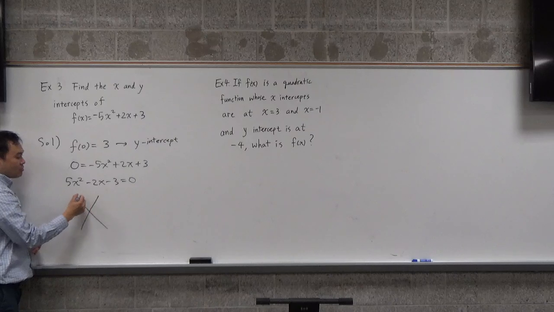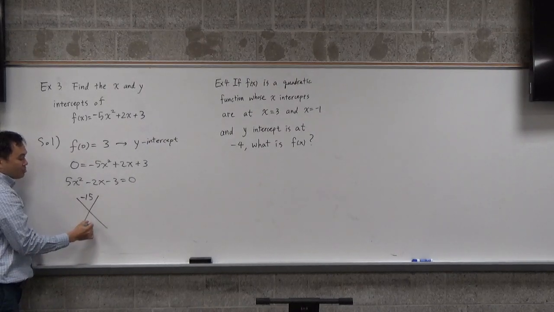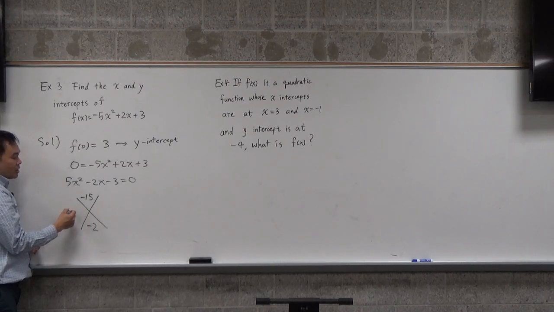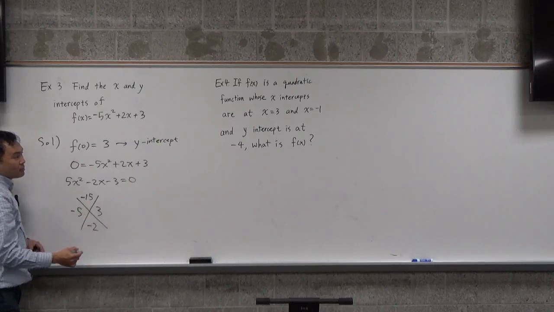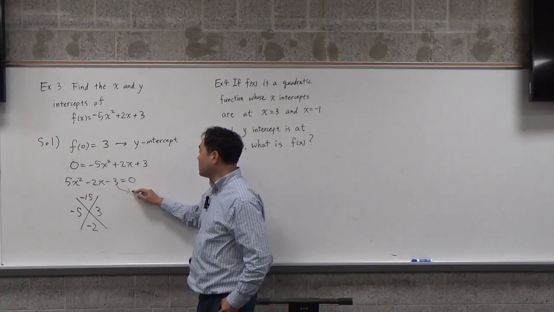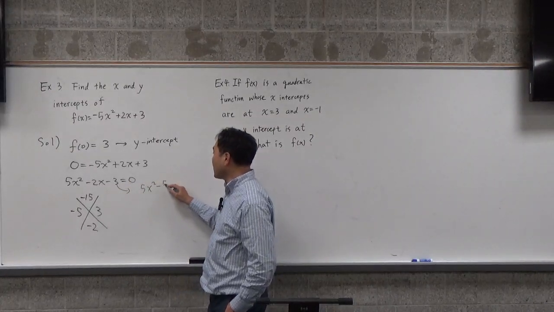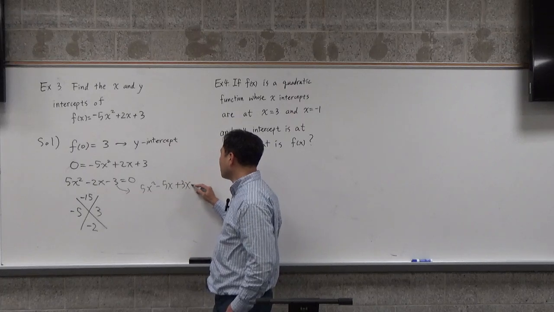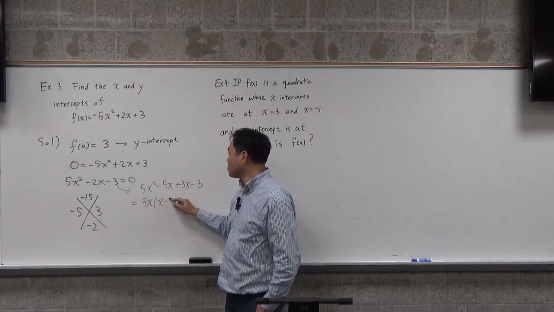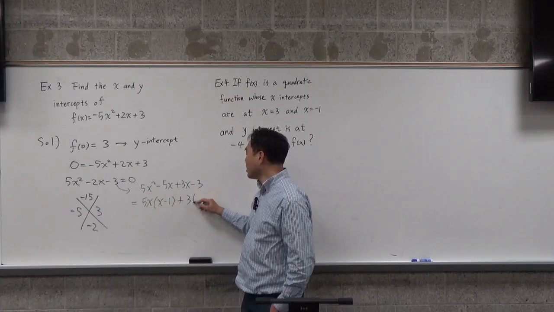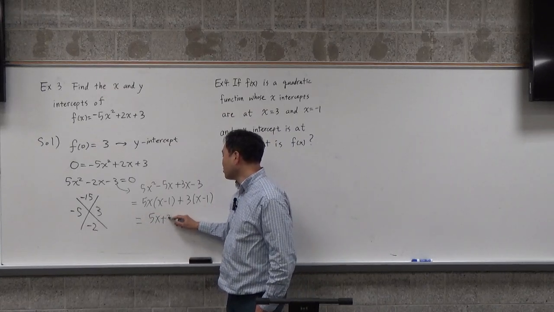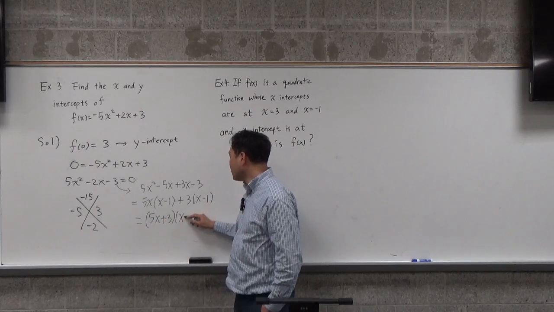5 times negative 3, which is negative 15. Negative 2 on the bottom. What are the two numbers? Negative 5 and positive 3, right? No, the other way. Yeah, that's right. Okay. So that's going to be 5x squared minus 5x plus 3x minus 3, which if you factor the 5x out, you get x minus 1. And if you factor 3 out, it's x minus 1. So you end up with 5x plus 3 times x minus 1.